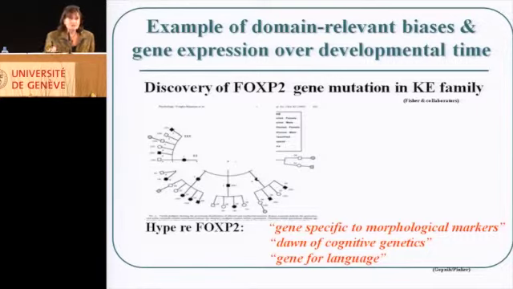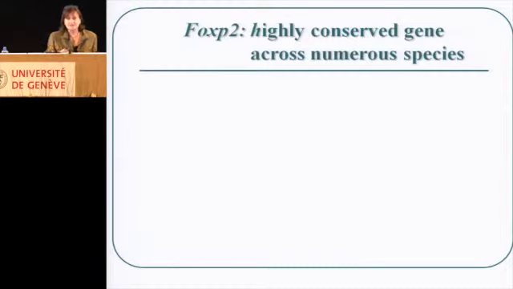Pinker called it the dawn of cognitive genetics, as if you could go from genes right to the cognitive level without taking into account everything between the two. And the papers, of course, reported it as a gene for human language discovered, and everybody got terribly excited. Well, very quickly, it was discovered that this gene was highly conserved over many, many different species.